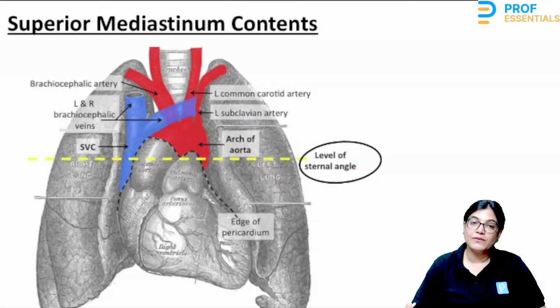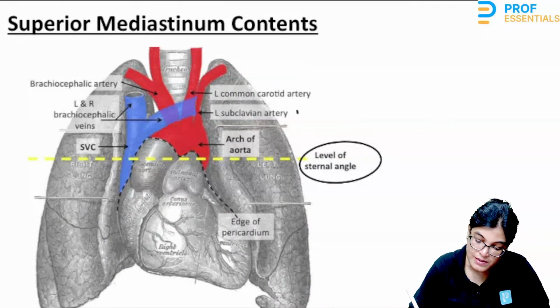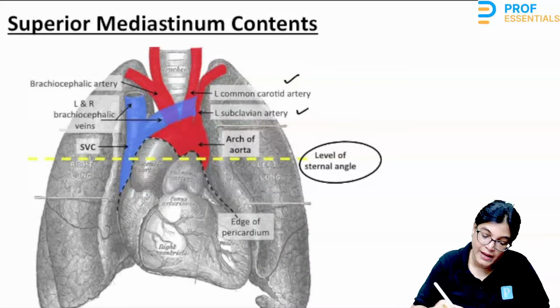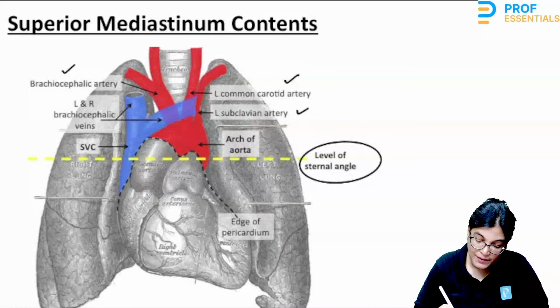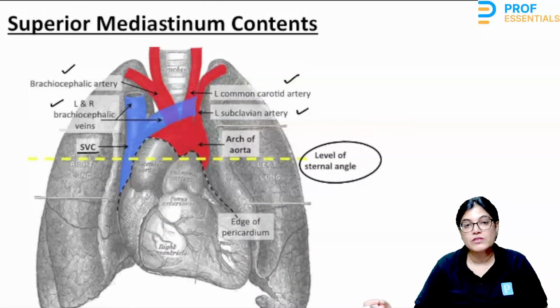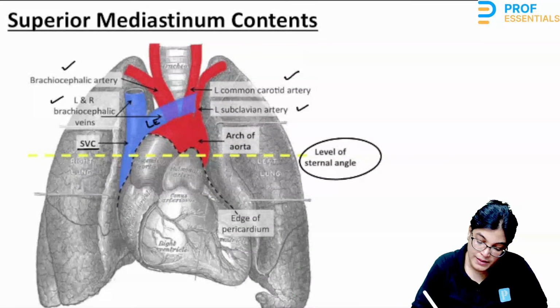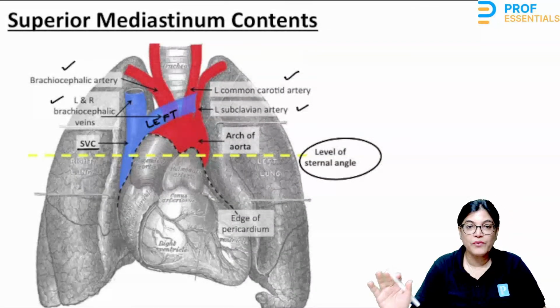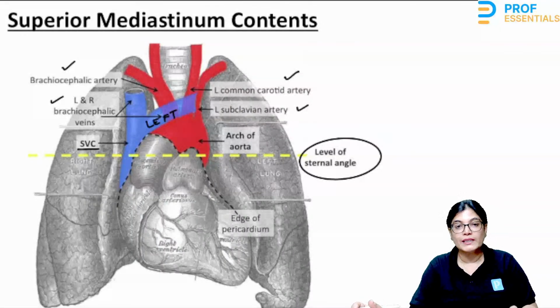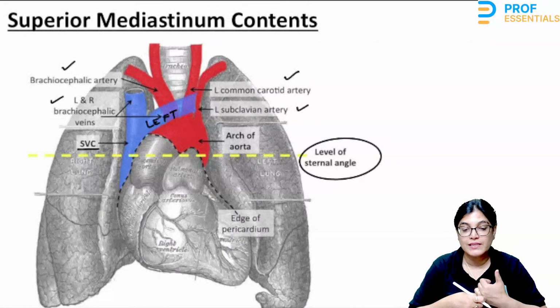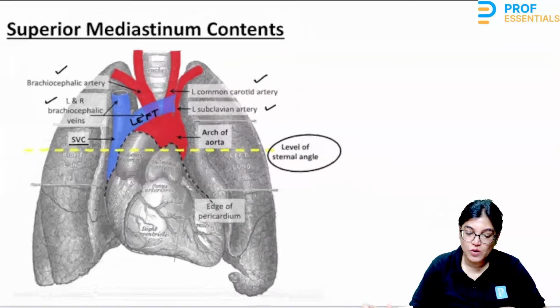Above it, we will have the superior mediastinum. We will have the arch of the aorta and its great branches and vessels: the left subclavian, left common carotid and brachiocephalic trunk. We will have the superior vena cava and the right and left brachiocephalic veins. Also we will have the left superior intercostal vein, which is draining into the left brachiocephalic vein. These are the important contents and these are the great vessels. I want you to know about all the great vessels residing in the superior mediastinum.